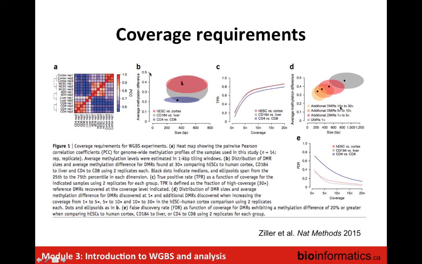As you increase coverage, what you gain are more subtle differentially methylated regions, more subtle both in terms of size, so you're able to go down to much tinier regions, and where the difference in methylation is also smaller. So again, for some applications, you could argue that you pay a high cost to get just a little bit more information with the 30x coverage.